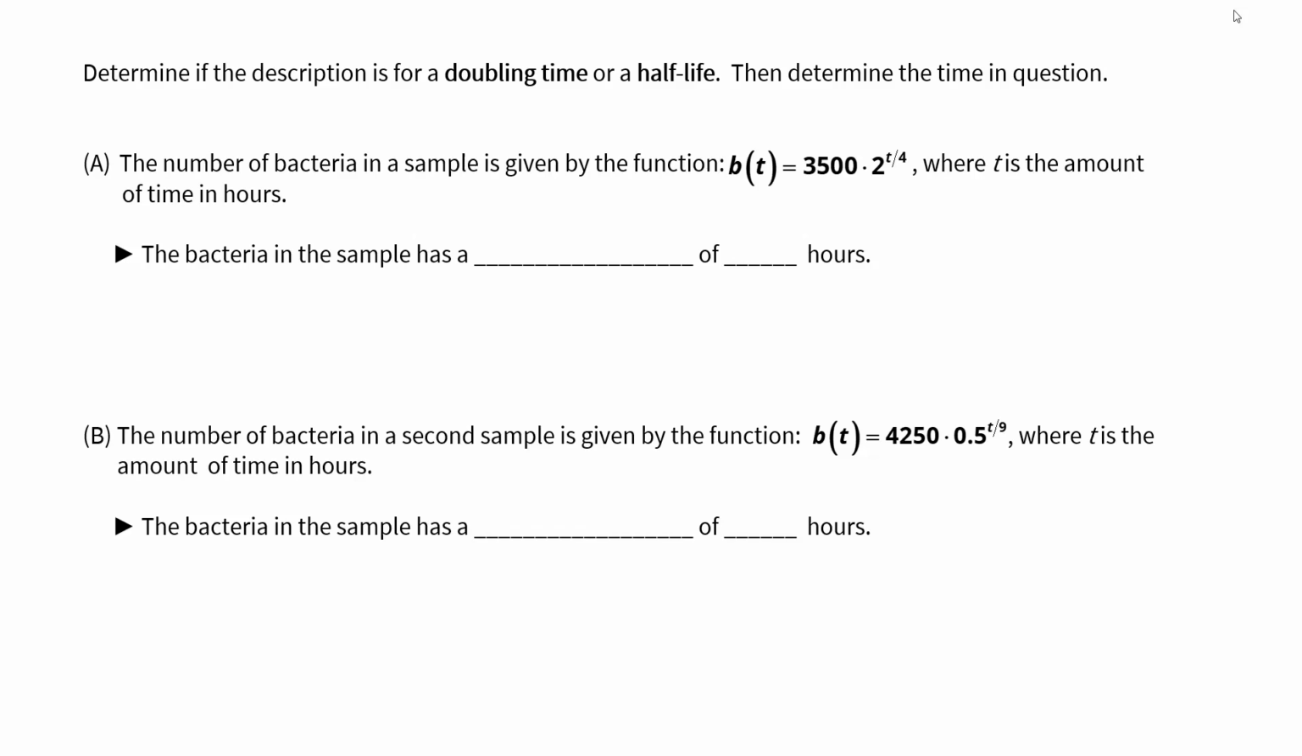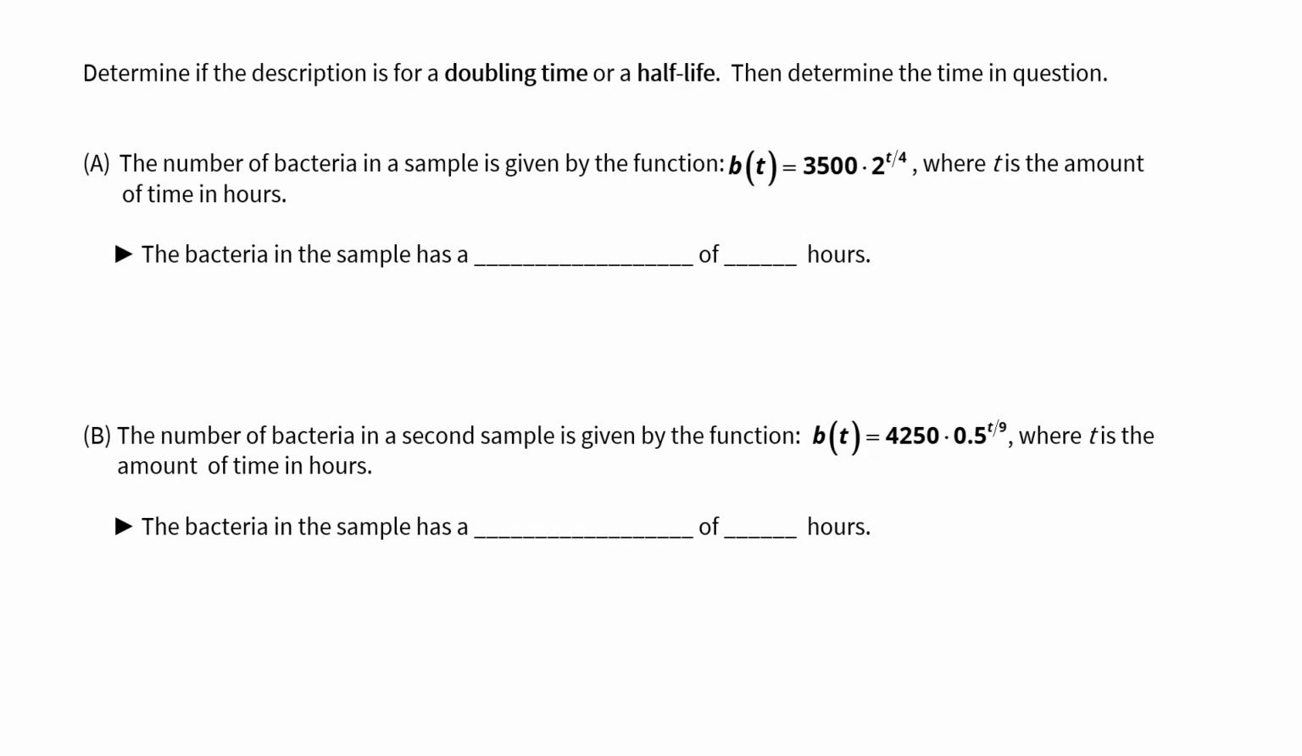Also in 5.5 and 5.7, there are topics that talk about doubling times and half-life. The doubling time occurs in growth functions, and that means basically the amount of time it takes for whatever it is you're talking about to double. Whereas a half-life is in decay functions, and it's basically the amount of time required to end up with half the original amount.